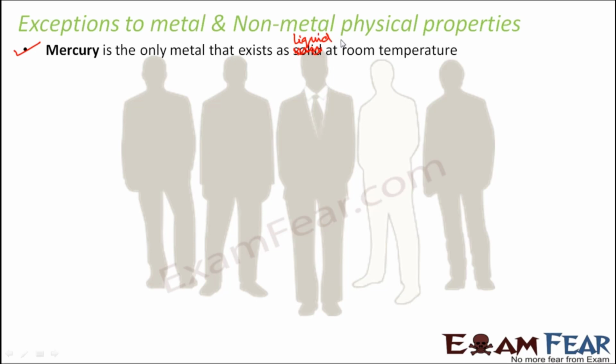So have you ever observed your thermometers? Inside the thermometer you see a liquid present which is a shiny liquid, and that liquid has a special property that it never sticks to the walls of the thermometer. So that liquid is nothing but mercury. So otherwise all the metals are solids. Mercury is the only metal which exists as liquid, but still it is a metal.